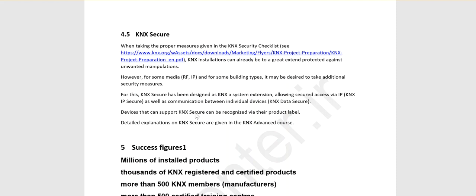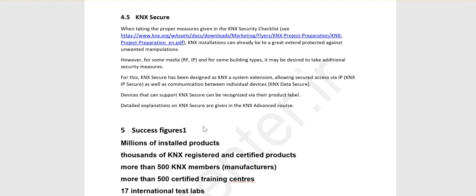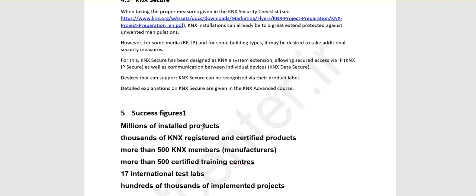Nowadays, over KNX over IP, we use KNX Secure. Of course, we have secure in TP, but I'm sure that in the future many KNX TP devices will also be equipped with KNX Secure. So if you want to know more, you can go to the KNX website or wait until the KNX advanced course. We will cover it.